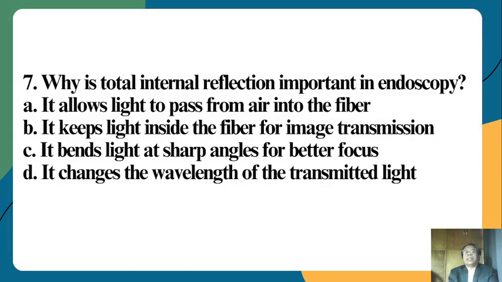Number 7. Why is total internal reflection important in endoscopy? Letter A. It allows light to pass from air into the fiber. Letter B. It keeps light inside the fiber for image transmission. Letter C. It bends light at sharp angles for better focus. Letter D. It changes the wavelength of the transmitted light.